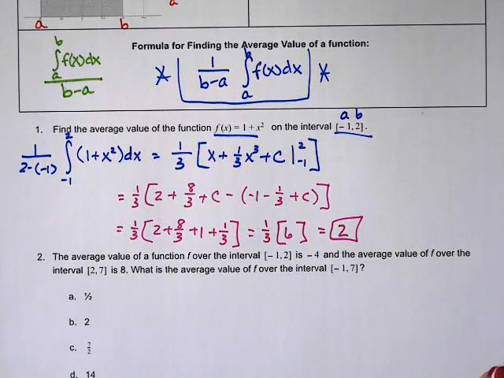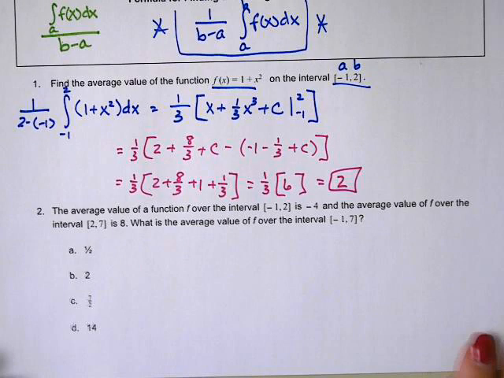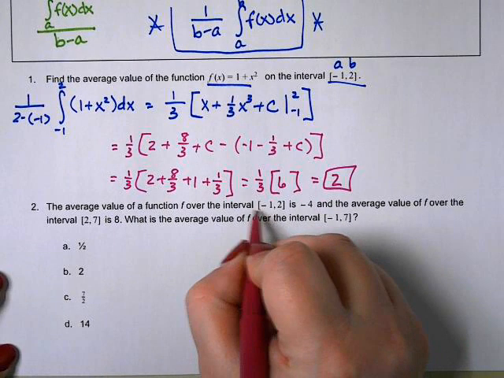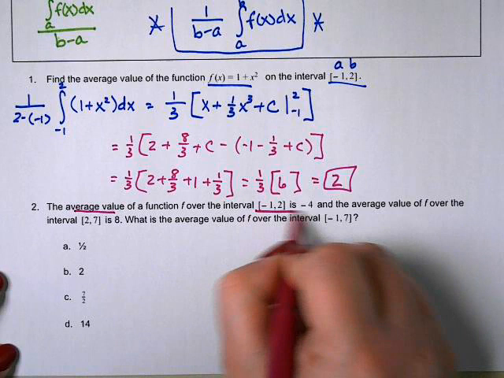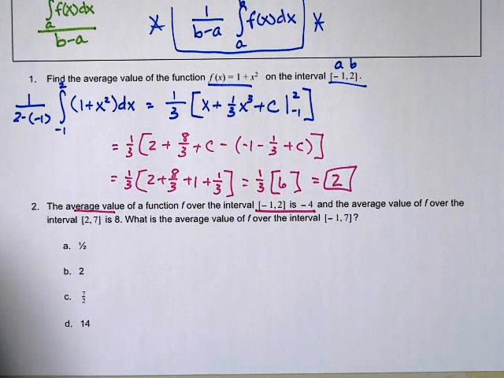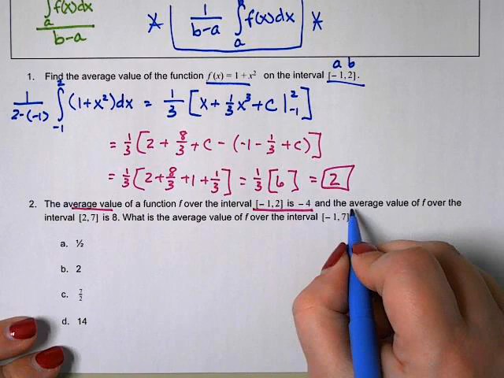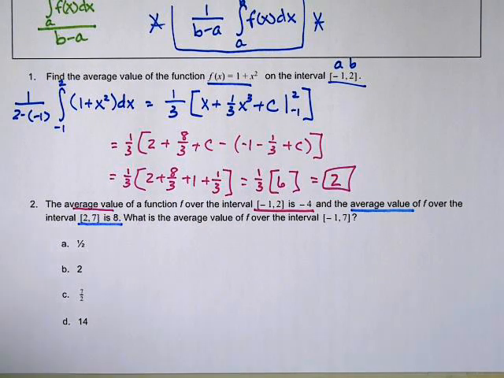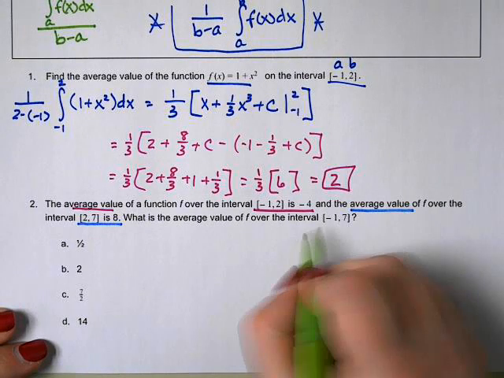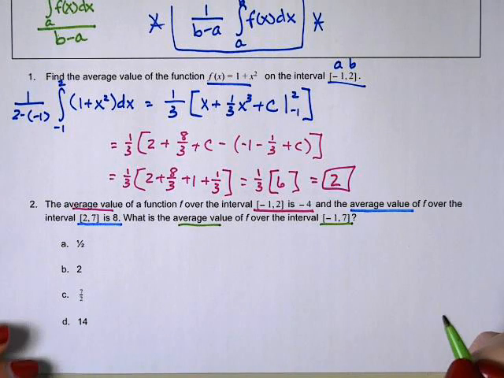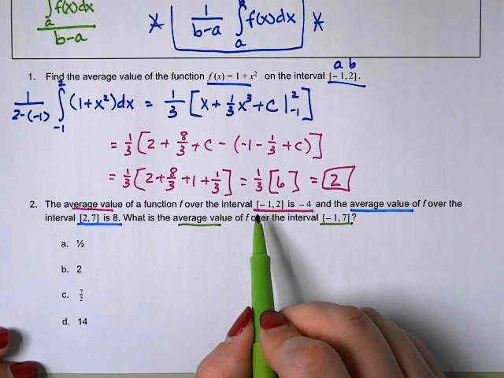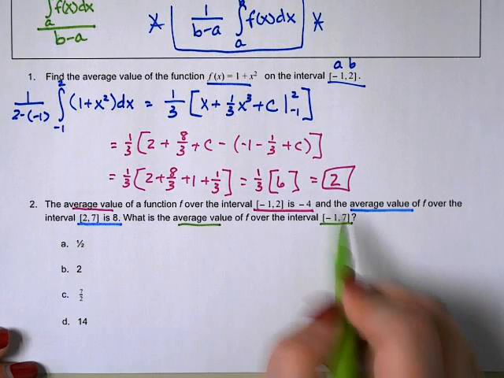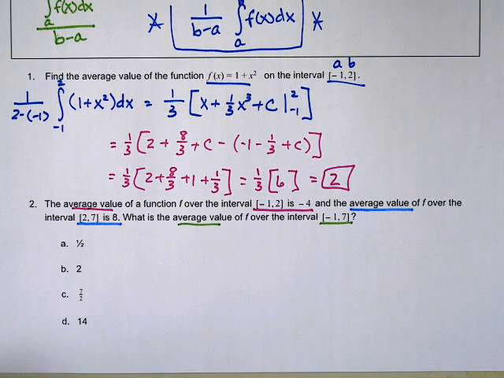All right, looking at number 2, it says the average value of a function over the interval from -1 to 2 is -4. Then it says that the average value of f over the interval from 2 to 7 is 8. And we're trying to find the average value over the interval from -1 to 7. Well, if we look, we have the average value from -1 to 2 and the average value from 2 to 7. So I think we could probably get to -1 to 7 pretty quickly.